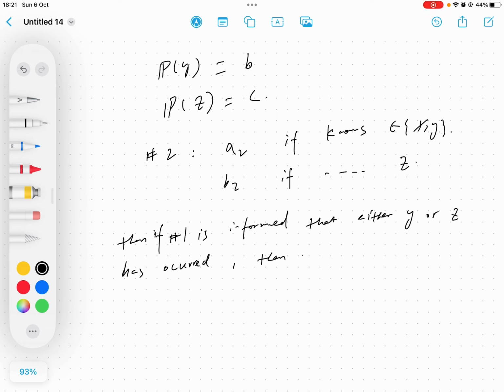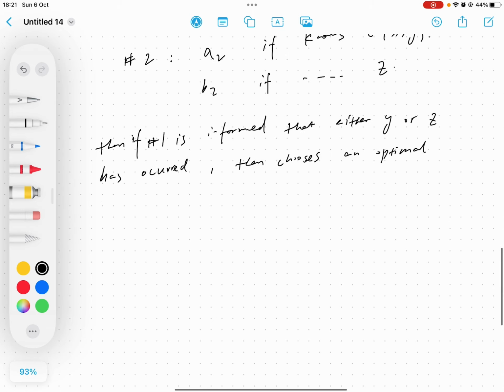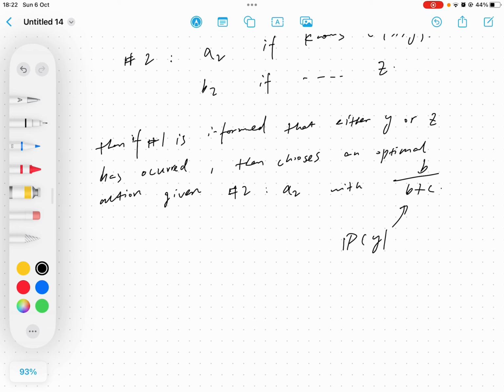Then player 1 chooses an action, which should be an optimal action given that player 2 chooses a2 with probability b over b plus c, right? That would be just the probability of Y conditional on the set of Y and Z. And player 2 takes b2 with the probability of the complement, so c over b plus c.